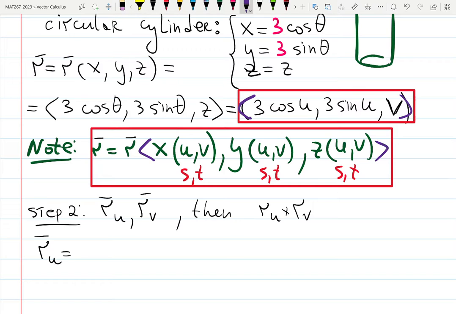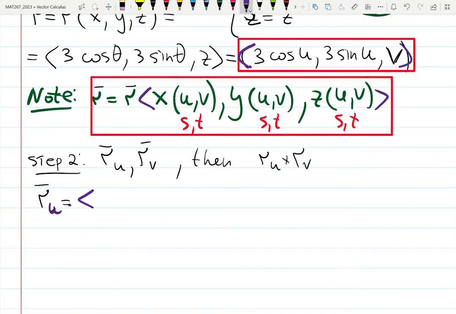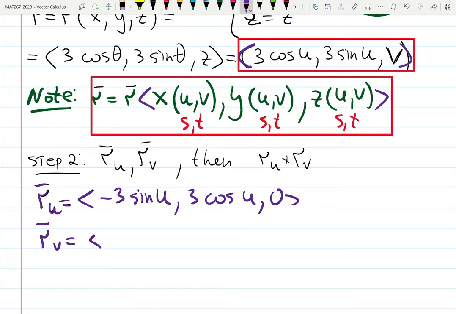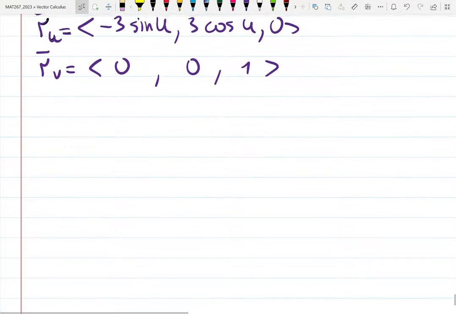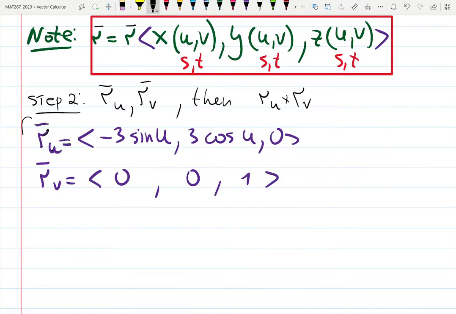Vector. Now R with respect to U, I'll put it in a different color because that will be important. R with respect to U is minus 3 sine U, 3 cosine U, 0. Nice. R with respect to V is 0, 0, 1. Well, that was easy. Now we find the cross product. So why even bother writing it down separately, if now we have to rewrite it again.